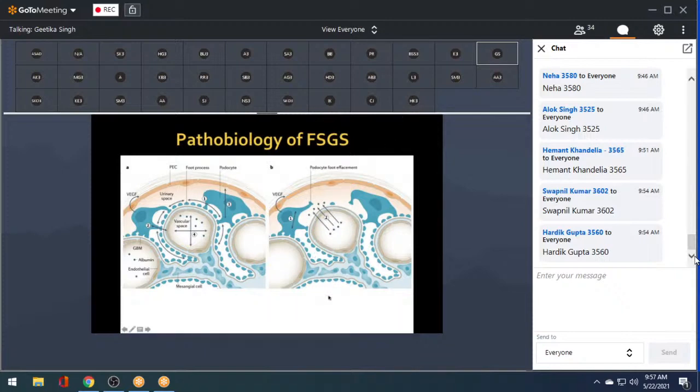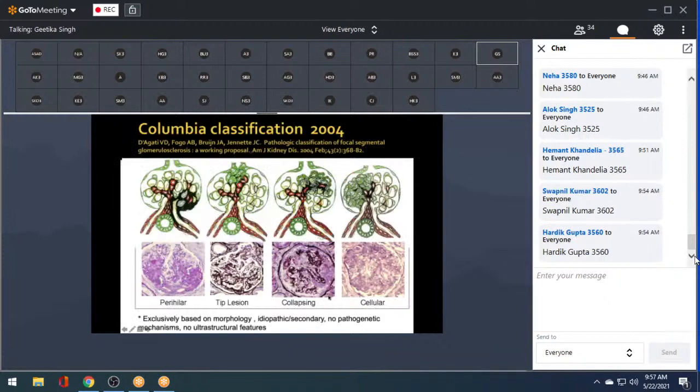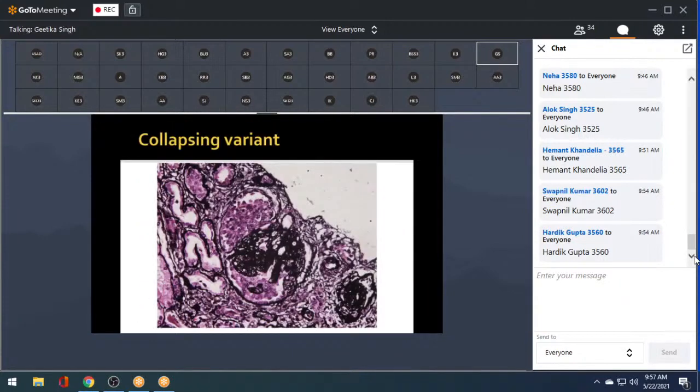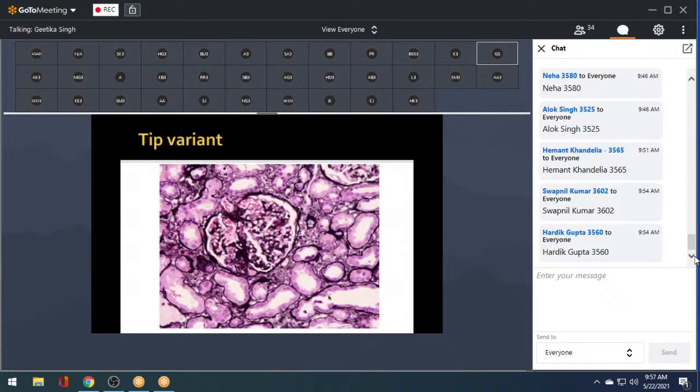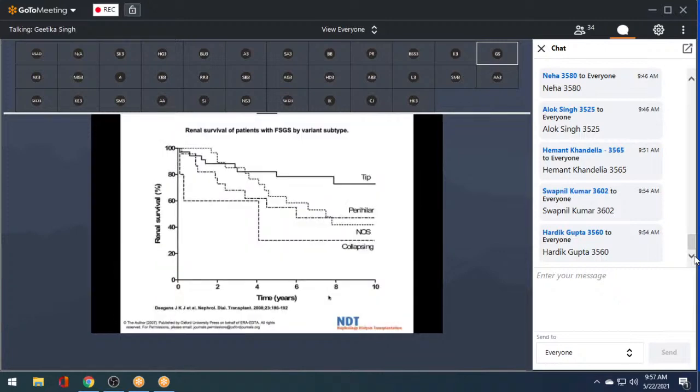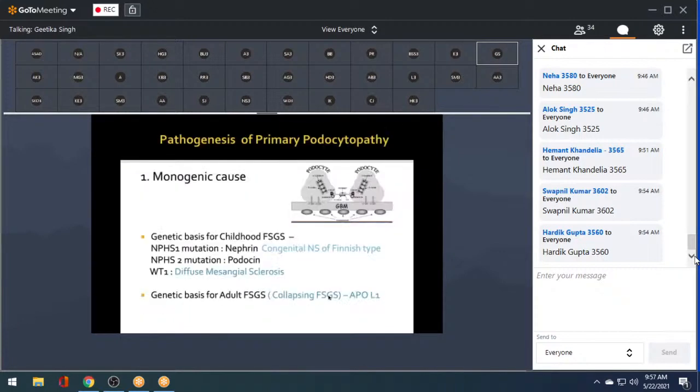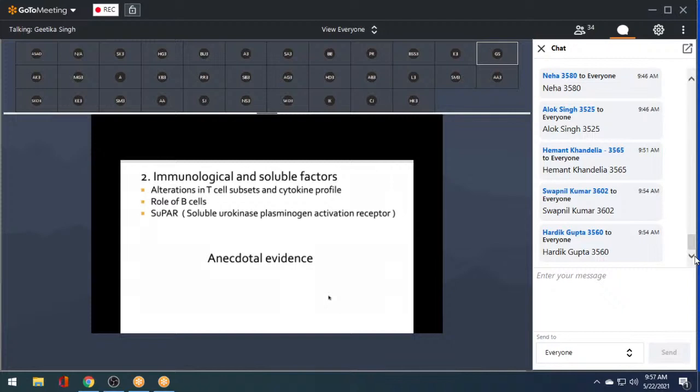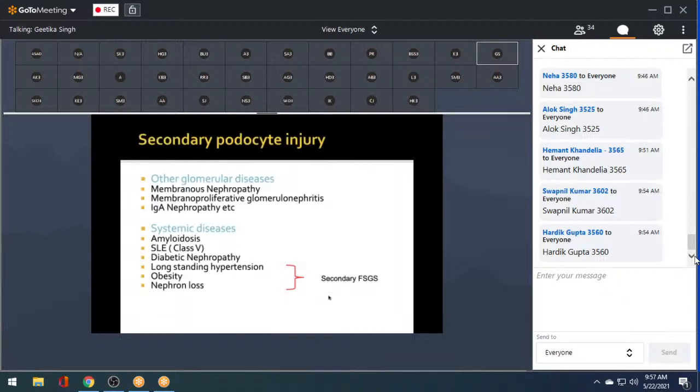Okay. So that's why this FSGS concept has absolutely changed now. If I give an FSGS diagnosis to a child with frank nephrotic syndrome, or if I give an FSGS diagnosis to an adult with long-standing hypertension, they mean two absolutely different things. Okay. If I try to treat this patient of long-standing hypertension with adaptive FSGS with steroids, do you think anything will happen? Who would like to unmute and tell me?